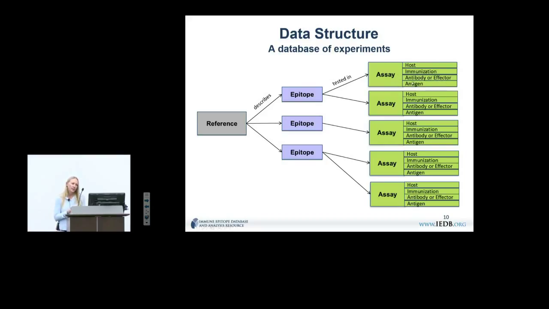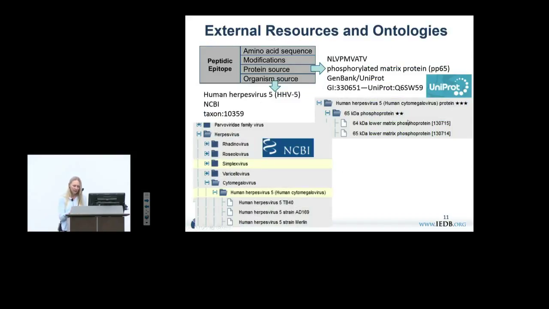And those fields describe the details of the experiment, from the host, the immunization, the antibody or the effector T cells, the antigen. And in order to control how we enter this data into the fields, rather than free text in 300 fields, we use these standardized resources and external ontologies to help control how the data is entered.